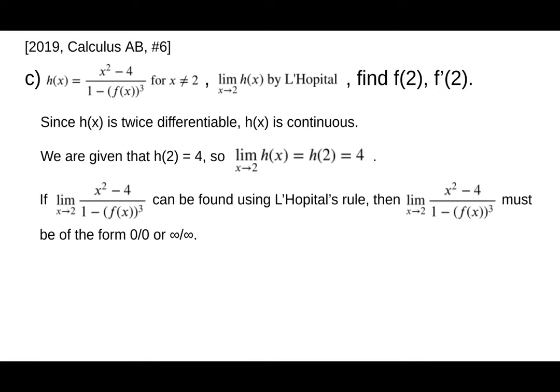Now, if the limit as x approaches 2 of x squared minus 4 over 1 minus f of x cubed can be found using L'Hopital's rule, then that limit must be of the form either 0 over 0 or infinity over infinity.